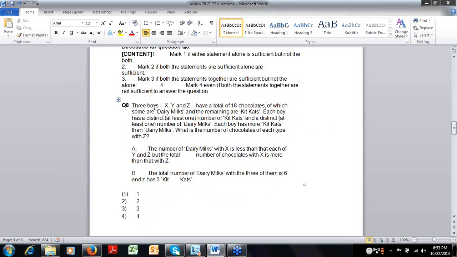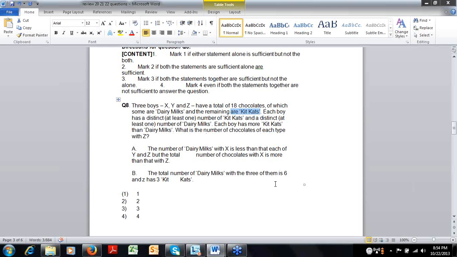So we have 3 boys X, Y and Z, and we have a total of 18 chocolates, of which some are Dairy Milks and the remaining are Kit Kats. Each boy gets at least one Kit Kat and at least one Dairy Milk, with distinct numbers. Each boy has more Kit Kats than Dairy Milks. What is the number of chocolates of each type with Z?